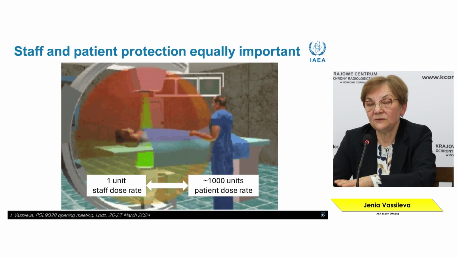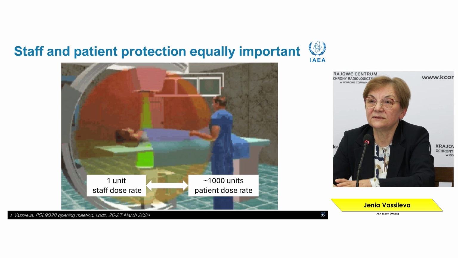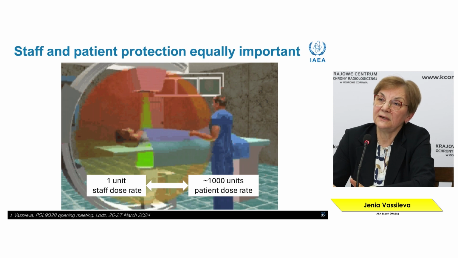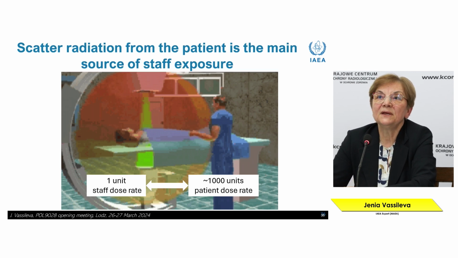Even at the operator who is closest to the patient's body. This is because the patient is exposed to the primary beam, and only scatter radiation reaches the staff. In a modern fluoroscopy system, the primary beam is always very well limited.